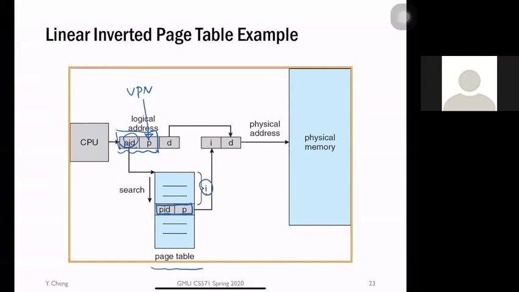It further concatenates this I, which is essentially the physical frame number field, with the unchanged field, which is offset, okay, to construct the final physical address. And then, as a last step, it uses the physical address to look into the physical memory.